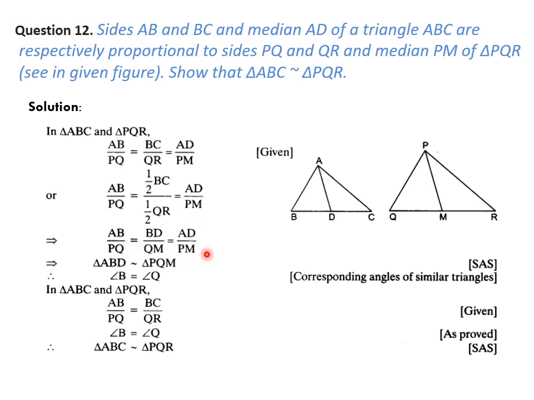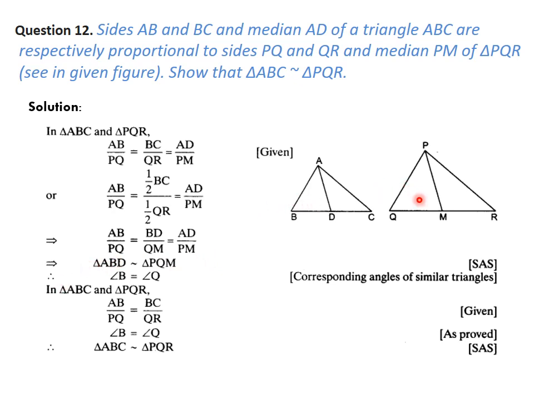Now, from this equation, what we can see is AB by PQ is equal to BD by QM and that is equal to AD by PM. That means these two triangles have proportional sides. Since all three sides are proportional, we can use the SSS similarity rule and say that triangle ABD is similar to triangle PQM by SSS similarity rule.